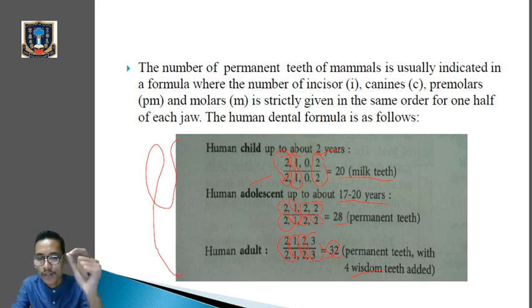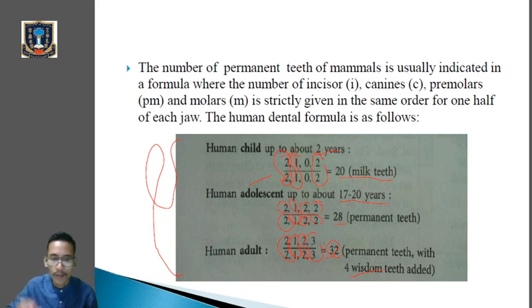Remember, the first one is incisor, the second one is canine, the third one is premolar, and the fourth one is molar. In a human child, 2 means incisor, 1 means canine, 0 means premolar, and 2 means molar. In adolescents, 2 means incisor, 1 means canine, 2 means premolar, and 2 means molar. In an adult human being, 2 means incisor, 1 means canine, 2 means premolar, and 3 means molar. So kindly go through the general dental formula of the human child, human adolescent, and the human adult.